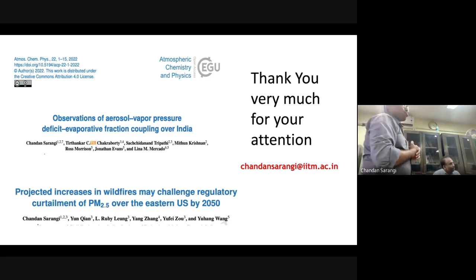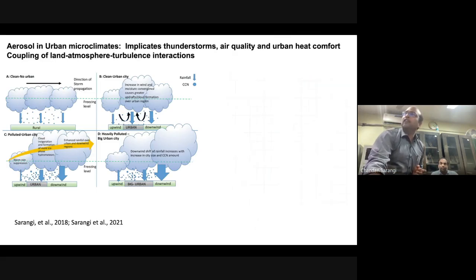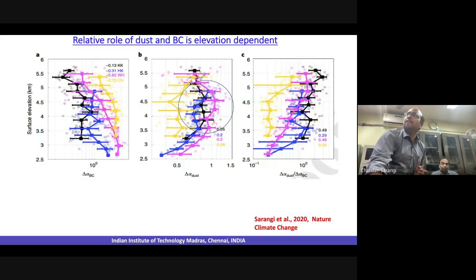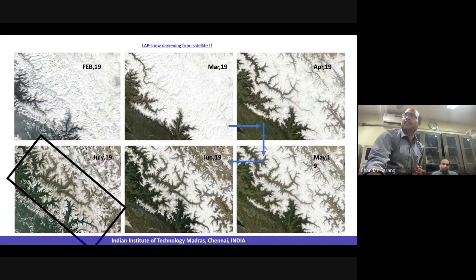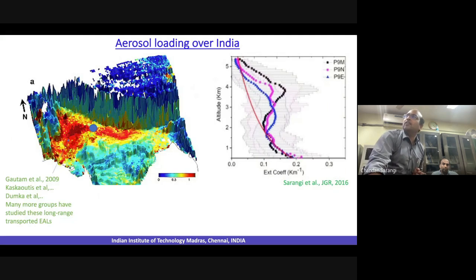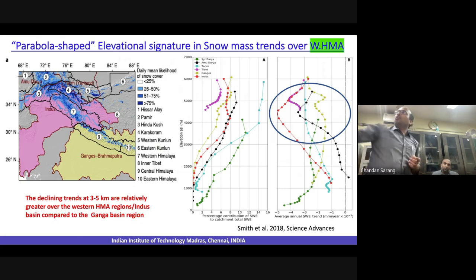The parabolic thing that you said was due to dust. Is it there in the Ganga basin also? Not that much. But the Ganga basin also has a lot of dust. Uttarakhand. Yes. So this golden one is there.